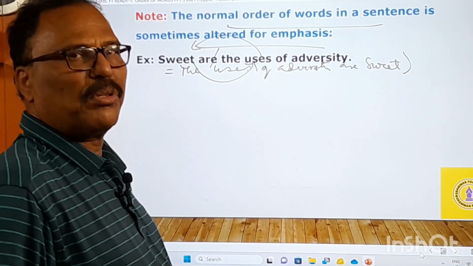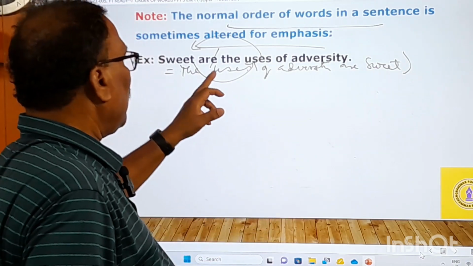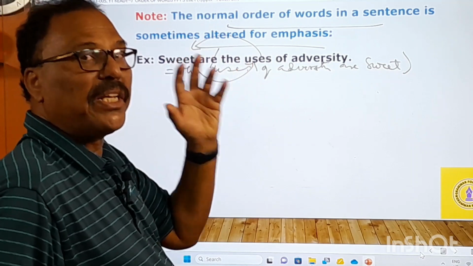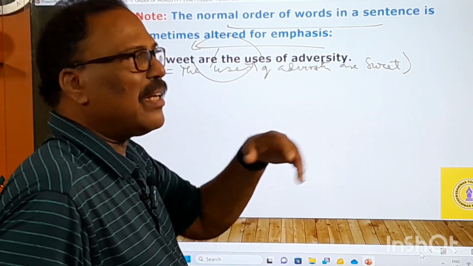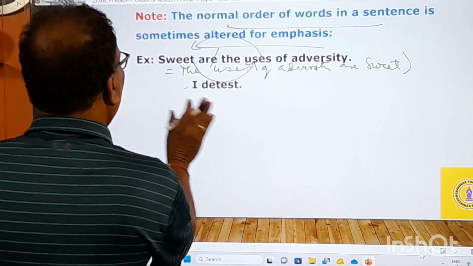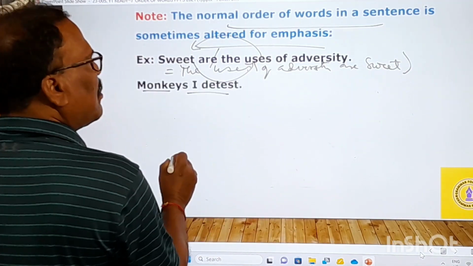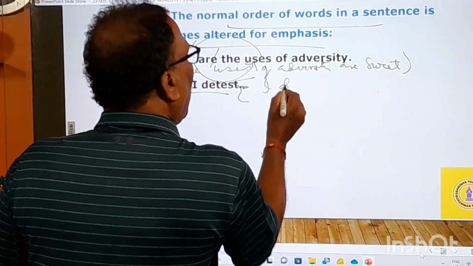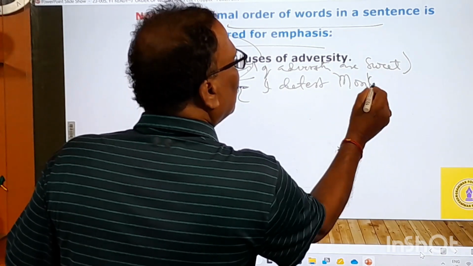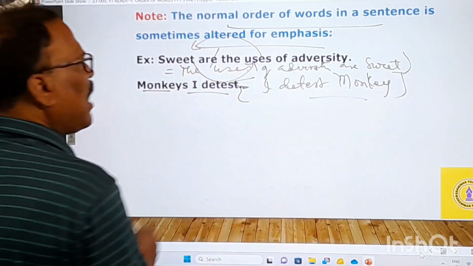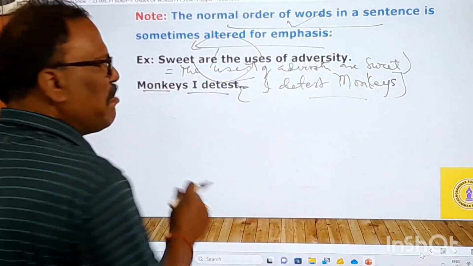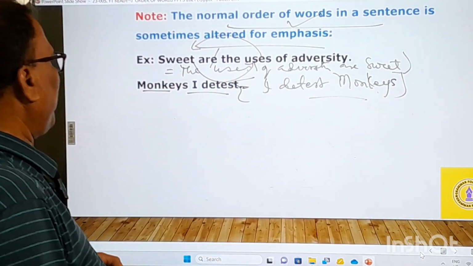Okay, hard work's fruit is very sweet. That's there. The uses of adversity, the uses of hard work, are very sweet. If you work very hard, the result will be very, very sweet, right? And here, what is that? "Monkeys I detest." Actually, the sentence is supposed to be "I detest monkeys." If you say it like this, you don't make any emphasis. But "Monkeys, I detest," like that.